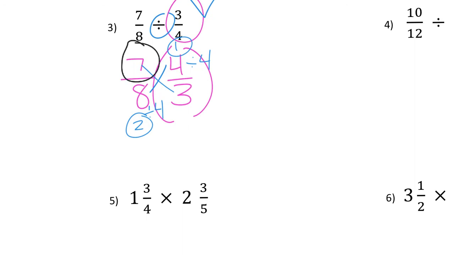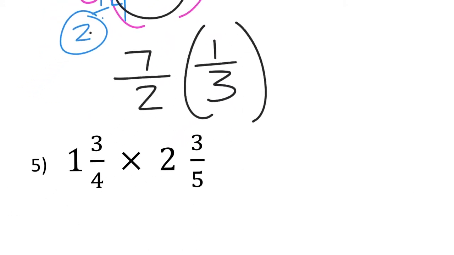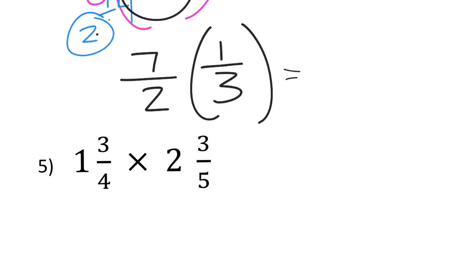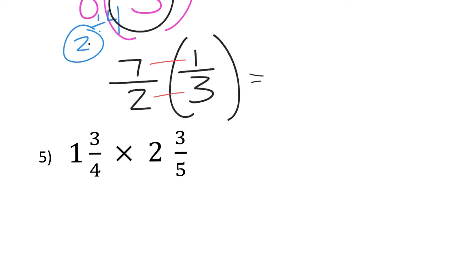So 7 stays. So we have 7 over this 2. We have a new numerator of 1, keeping this denominator of 3. So now, let me go back in to make this friendlier. All right, there we go. Now, multiplying just straight across. 7 times 1 would give me 7. 2 times 3 would give me 6.